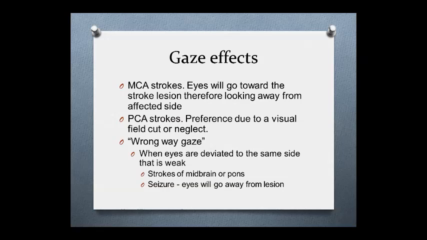Things that would affect their gaze would be some of the bigger kind of strokes that we worry about, what we call large vessel occlusions. So the MCA strokes, which is the middle cerebral artery that we looked at on the picture earlier, where their eyes will go towards the lesion of the stroke. This means that they're actually looking away from the affected side. So if they're paralyzed on the right side, their stroke may be on the left side and their eyes are looking towards the left. Some people like to remember this by thinking it's way too depressing to look at the paralyzed side, so they look away from it, and it's an easy way to remember it.